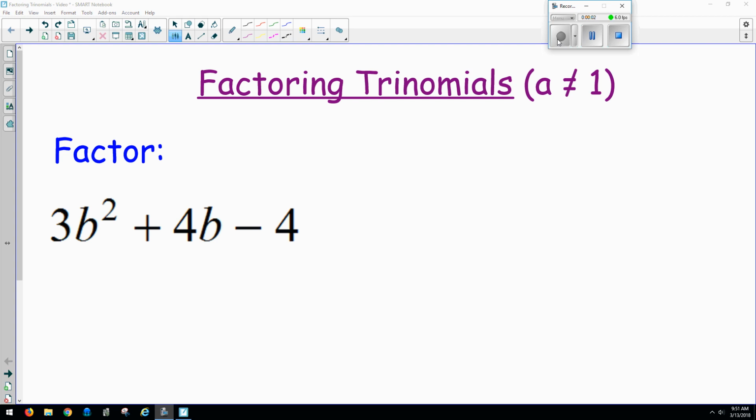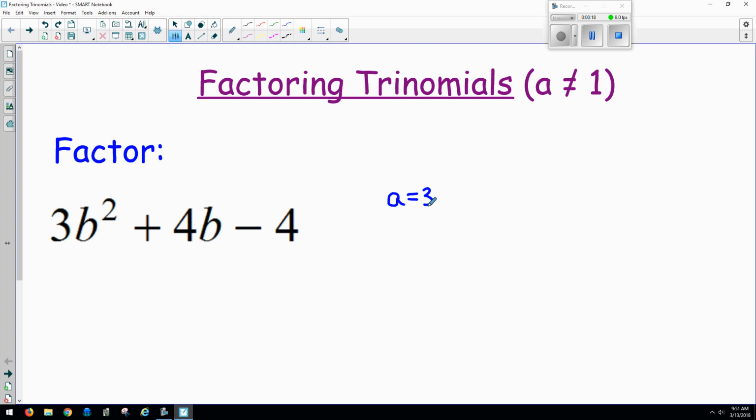Today we're going to continue with factoring trinomials, except this time the a value, which is the coefficient of the square term, is not equal to 1. So we're going to start off the procedure the same exact way. The procedure is actually the same, there's just one extra step.